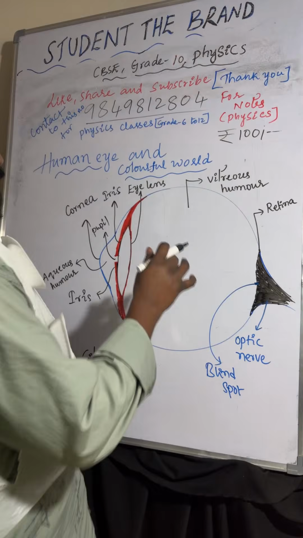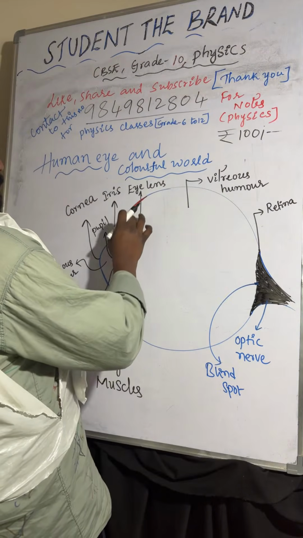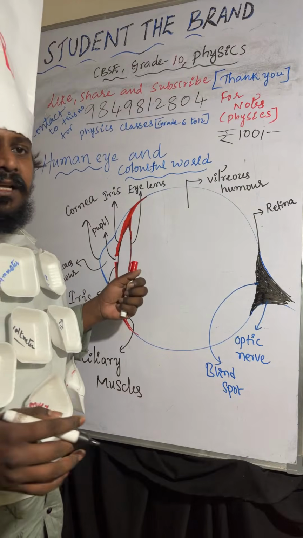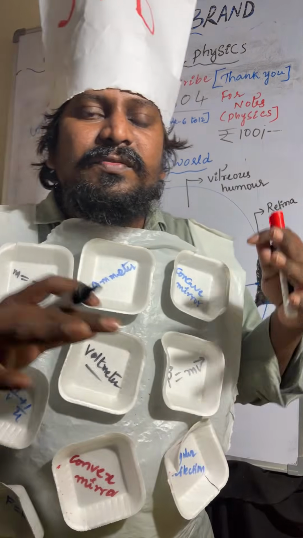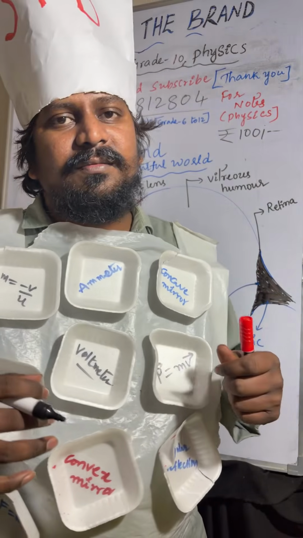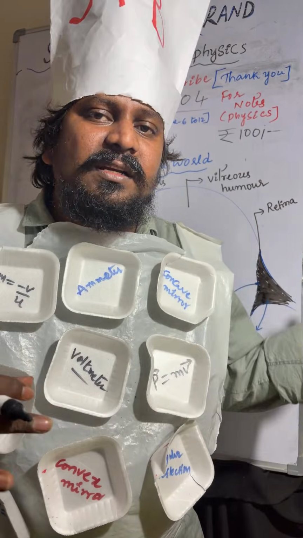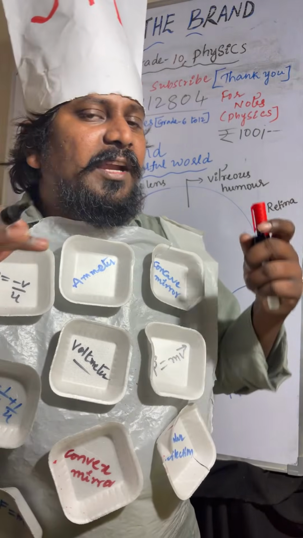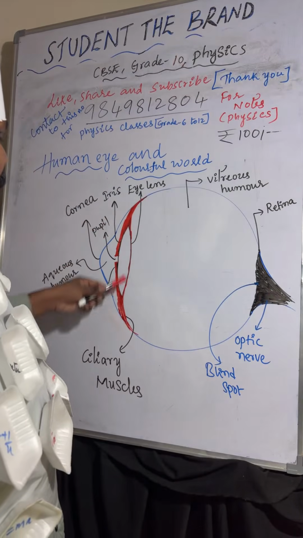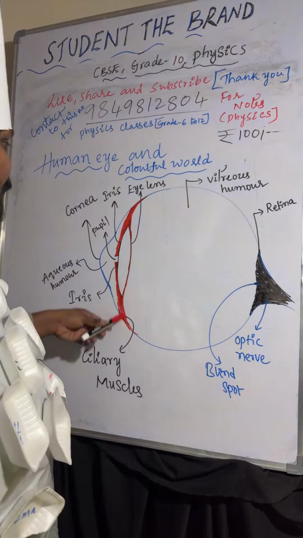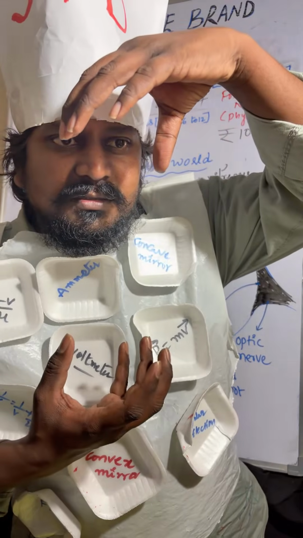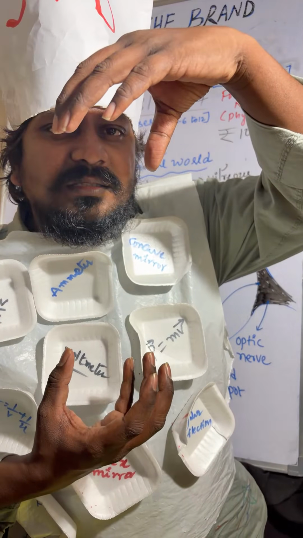Okay, and so the eye lens. The eye lens is a crystalline lens. Whenever light rays fall on it, it converges them and makes them fall at the retina. And coming to the ciliary muscles. Here you can observe these are the ciliary muscles. Both are holding the lens at the top like this.